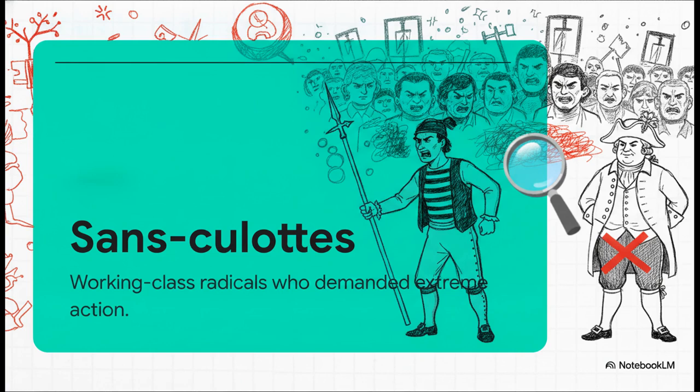Which brings us to Part 4, Course: the Reign of Terror. To really understand the terror, you have to understand the people who were out on the streets pushing for it, the sans-culottes. These were the working-class radicals of Paris. The name literally translates to "without fine knee breeches," which were the fancy pants the nobility wore. They wore regular trousers, and they were the ones demanding extreme, immediate, and very often violent action to protect the revolution from its perceived enemies.